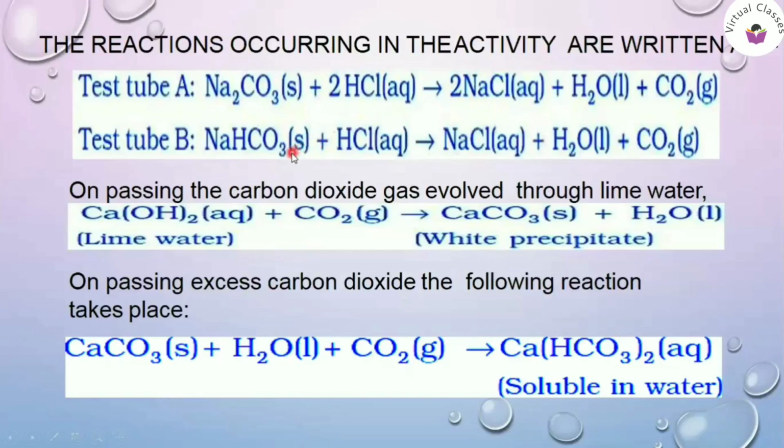In test tube B, where we had taken sodium hydrogen carbonate, it reacts with HCl to give salt, water, and CO2. Now, why is calcium hydroxide turning milky? When CO2 comes in contact with calcium hydroxide, calcium carbonate, which is a white precipitate, is formed along with water. Hence, the solution turns milky due to this white precipitate, which is insoluble in water.